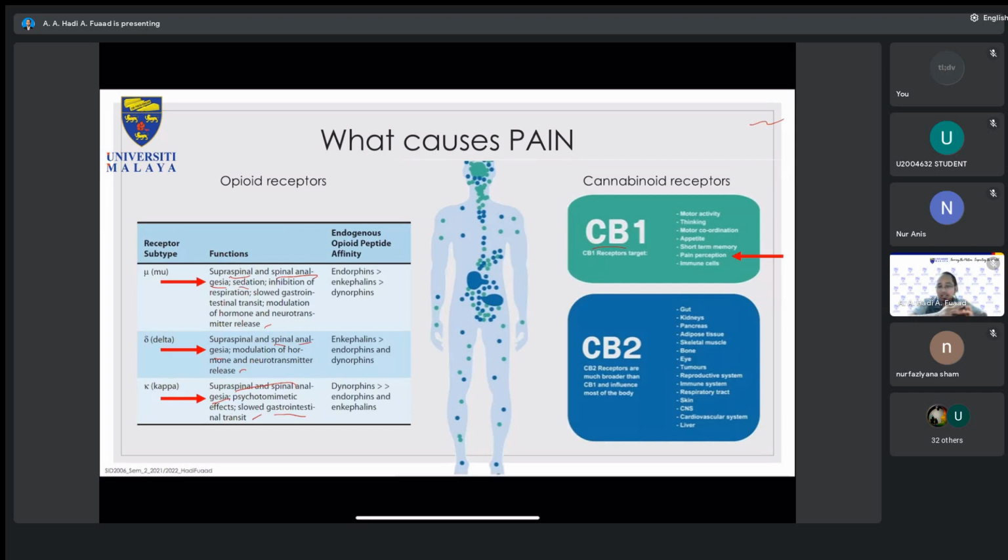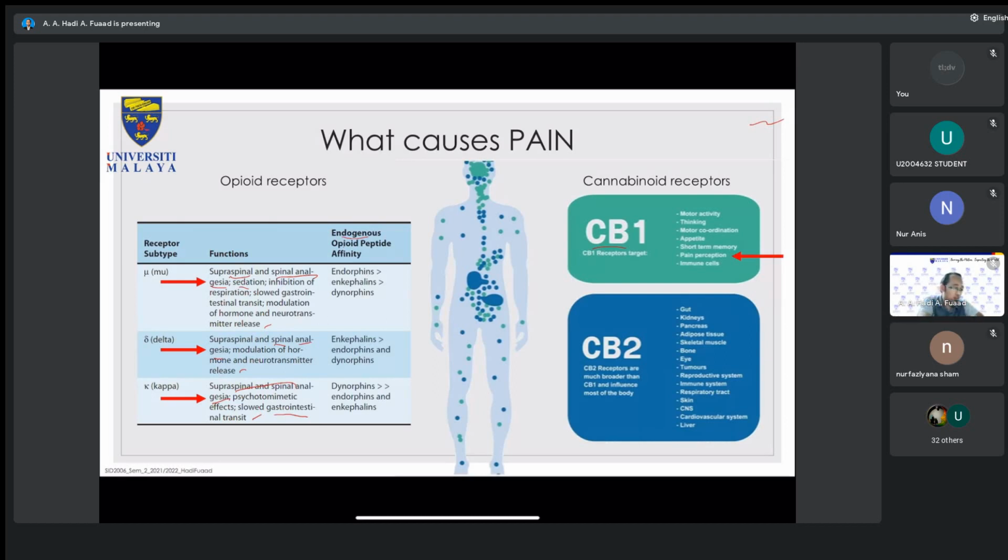So generally these are the distributions, and we also have what we call endogenous opioid peptide affinity. For those who might be confused about what that means, you learn about endo and exo, right? Endo is something that you keep inside, exo is something from the outside. That's how I remember it. Endo has something to do with inside, exo with outside.